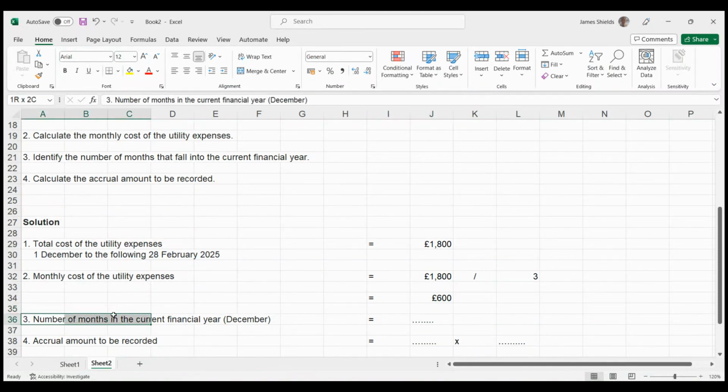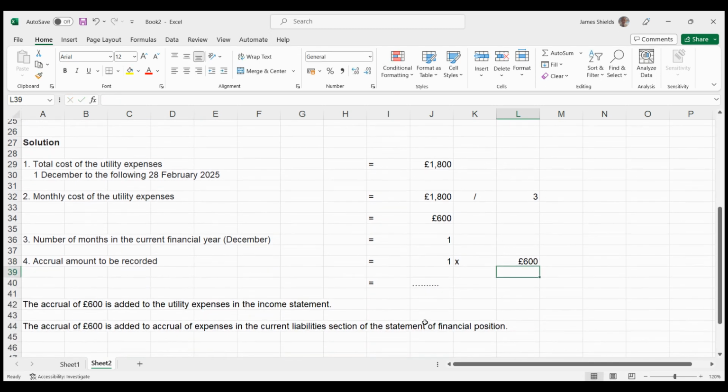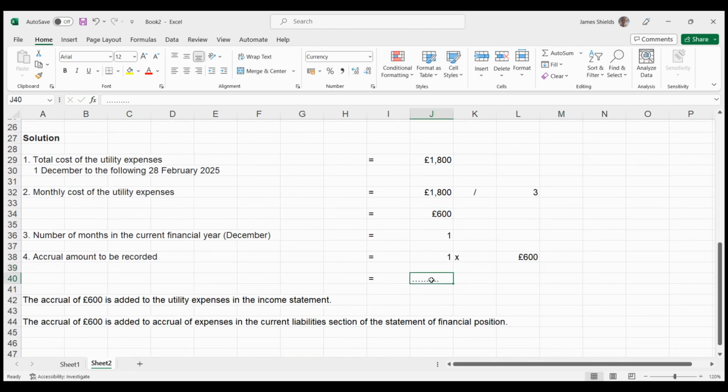Now, the number of months in the current financial year. So remember, our financial year ends in December, and this runs from December to the following February. So the only month there that's in our financial year is December, so that's going to be 1 month. So once we work out the actual amount to be accrued, it's 1 month times the monthly amount of £600. That gives a total accrual then of £600.